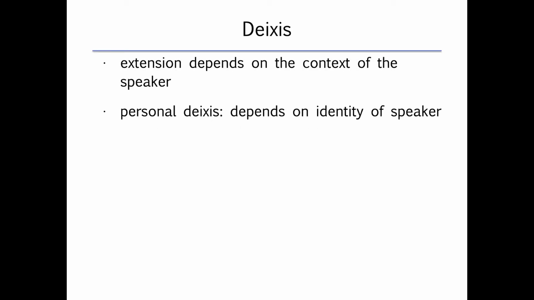So first and second person pronouns and possessives are deictic in every language. But that's not the only place that deixis happens in language. Lots of languages also have spatial deixis, whose referent depends on the location of the person who utters them.